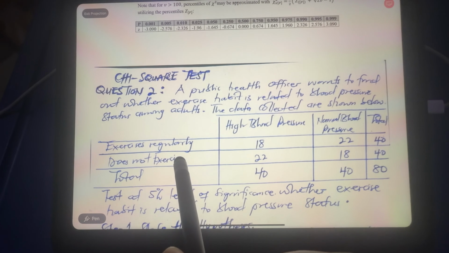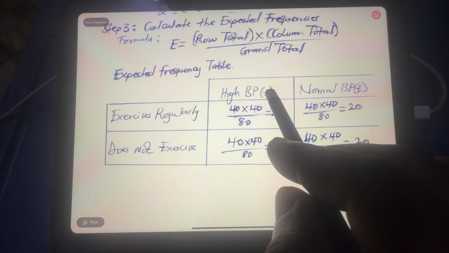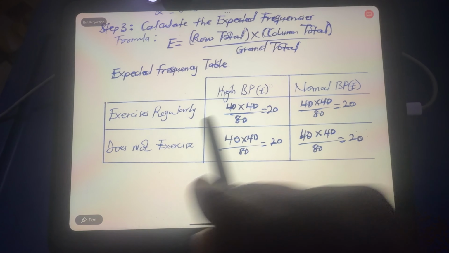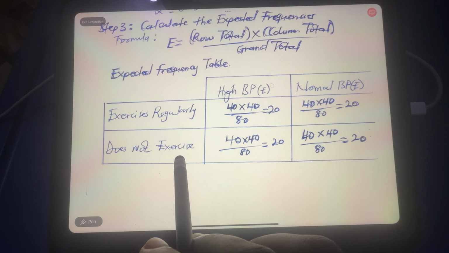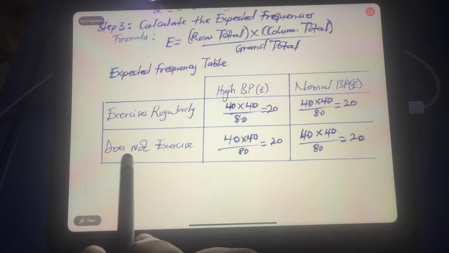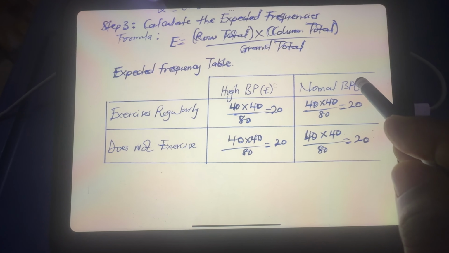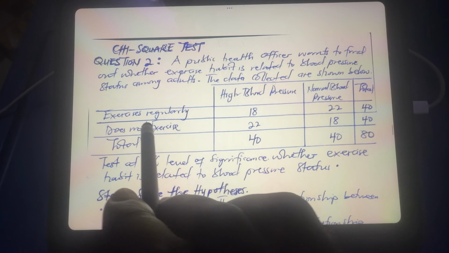The same thing applies if you come to the expected frequency table. Those who exercise regularly with high blood pressure, category 1. Those who exercise regularly with normal blood pressure, category 2. Those who do not exercise with high blood pressure, category 3. Those who do not exercise with normal blood pressure, category 4. Okay, so you are going to show all these categories.